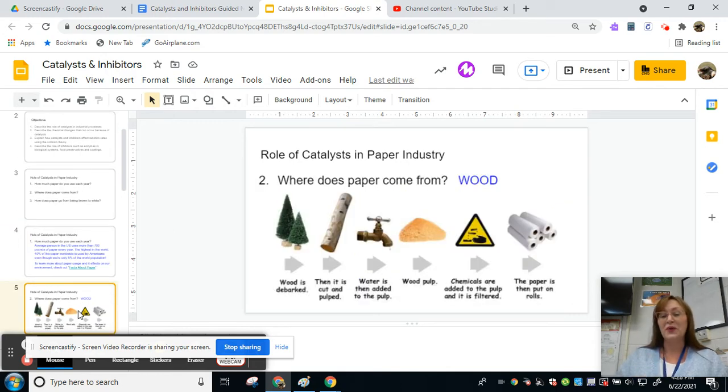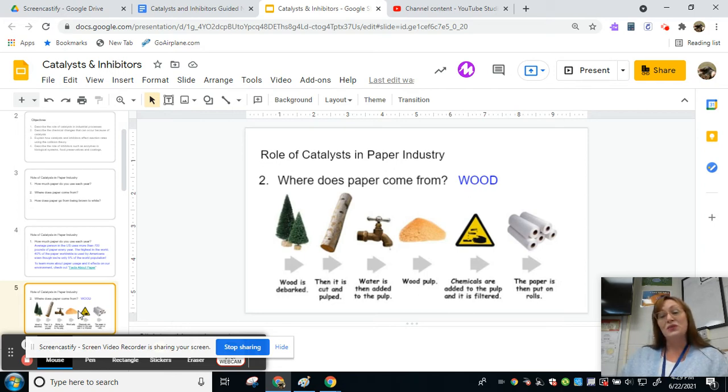Question 2, where does paper come from? Paper comes from wood. And we know that the logging industry, or the cutting down of trees, has been a big environmental concern in recent years because we need the trees to remove carbon dioxide and prevent the greenhouse effect from accelerating.